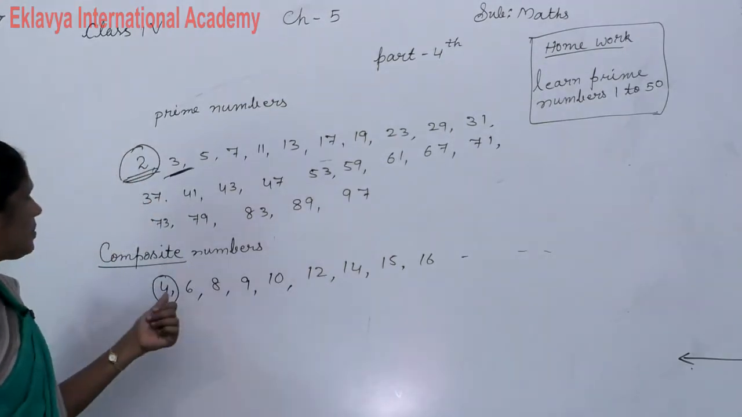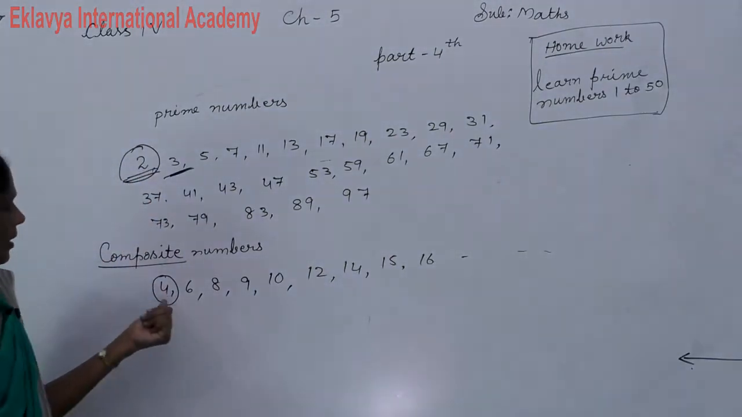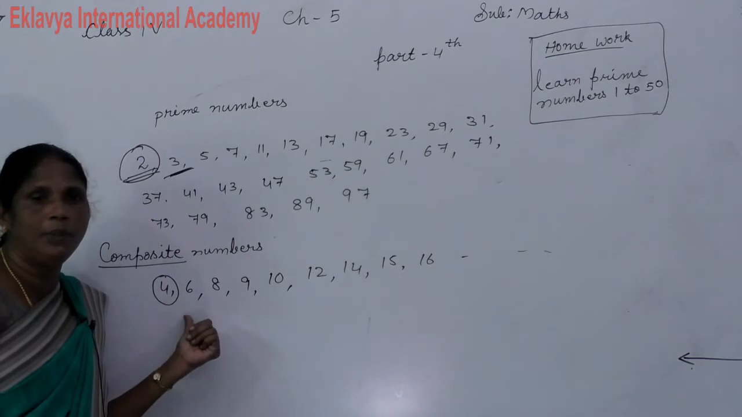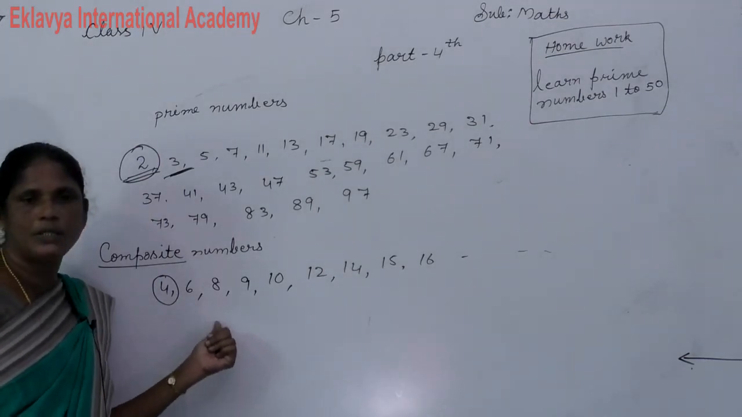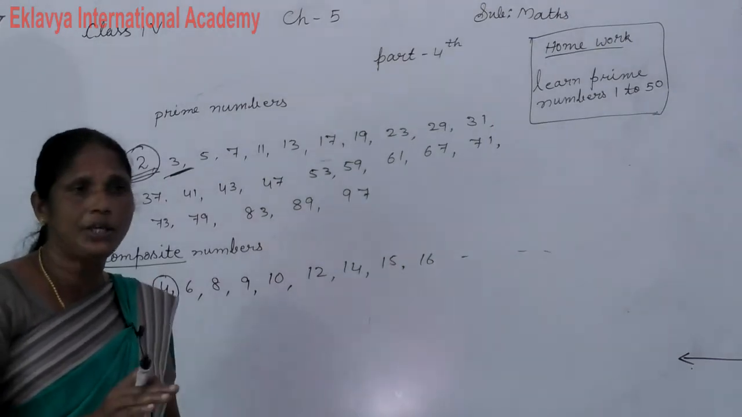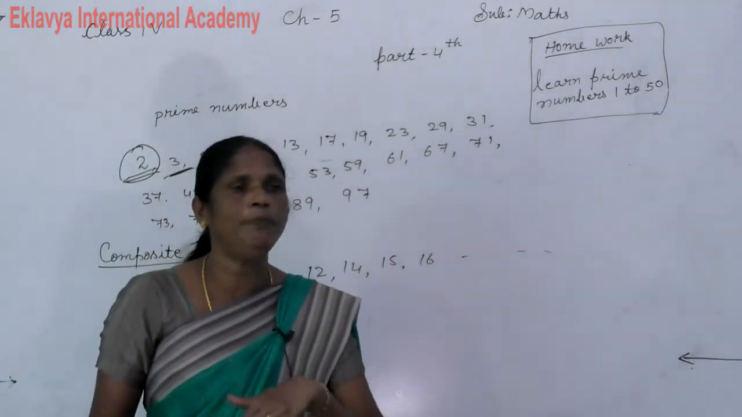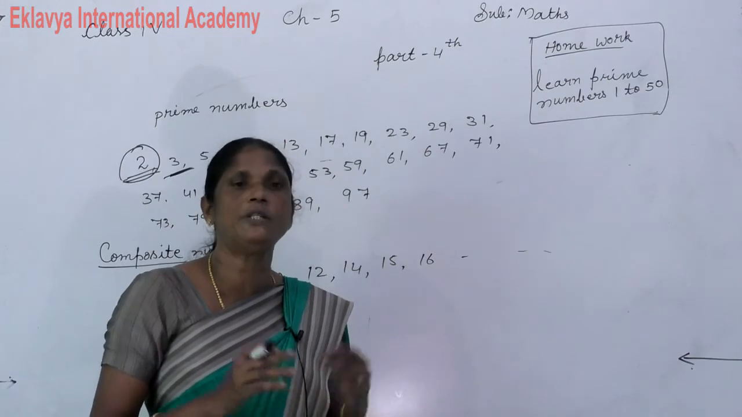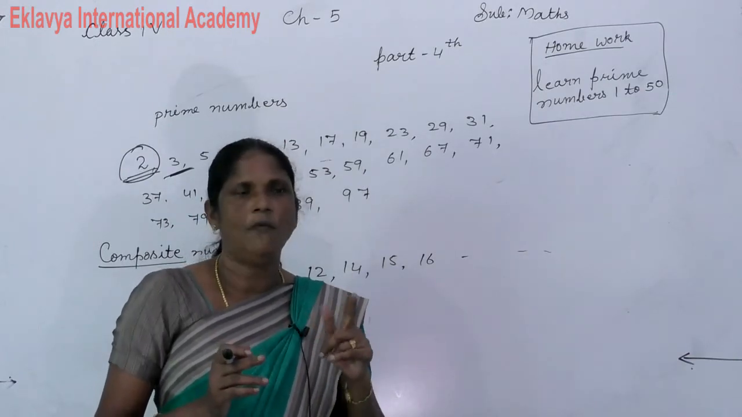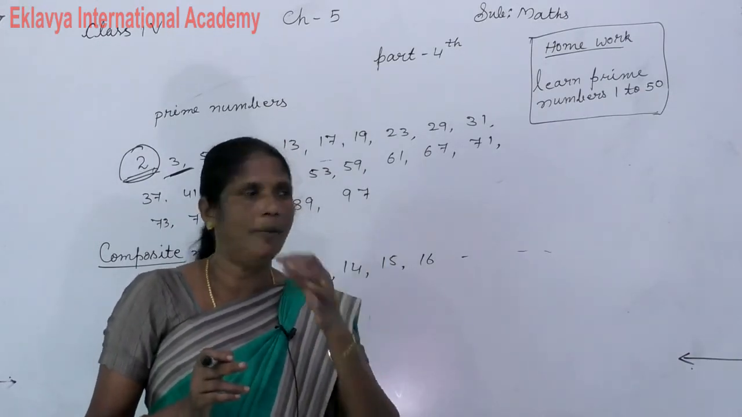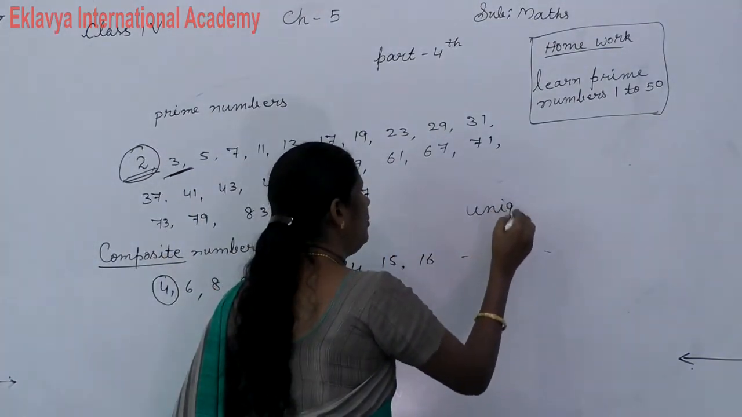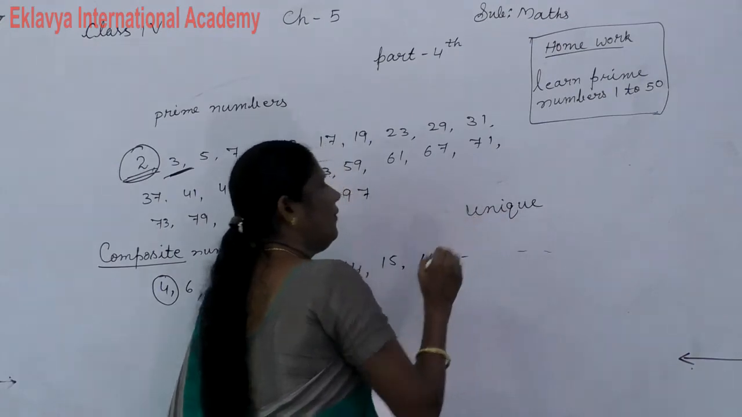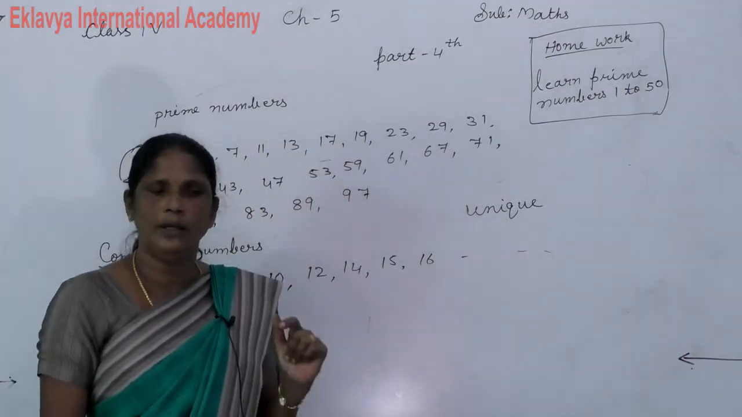Then the smallest composite number is 4. The smallest composite number is 4. Dash is neither prime nor composite. Which number? 1. 1 is a unique number. U-N-I-Q-U-E. 1 is a unique number.